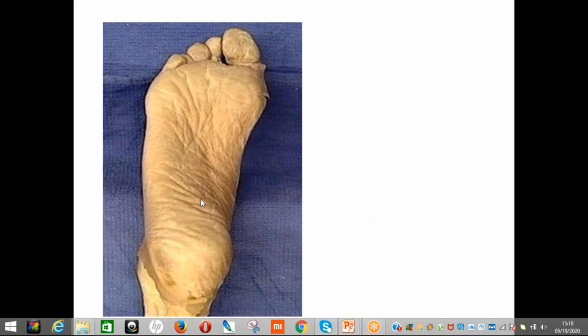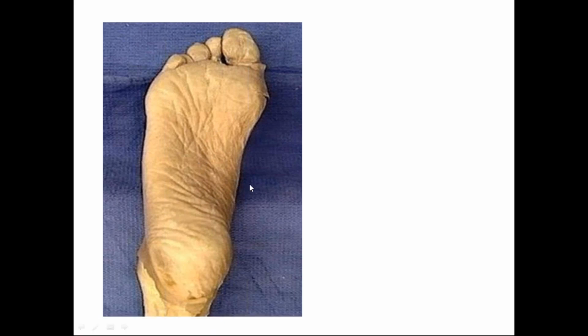So you can see this is the sole of the right foot, and I'm going to ask about certain regions which are supplied by the different nerves. Some of you can give the answer if you want. My question is, this area, the lateral most area along with the three and a half toes, is supplied by which nerve?